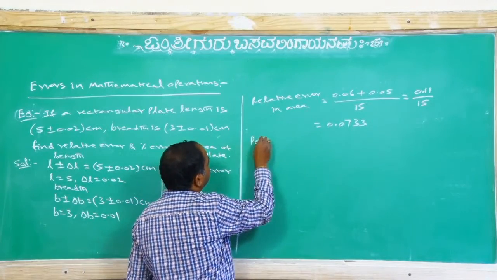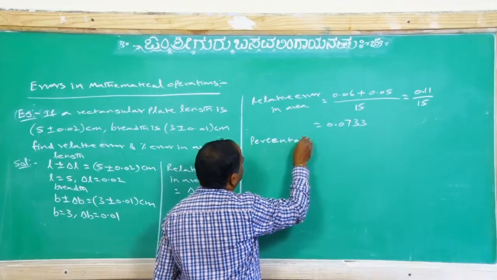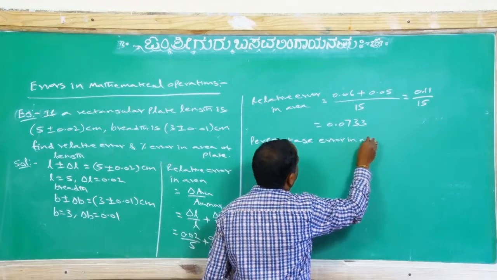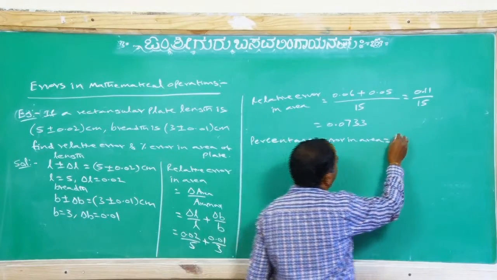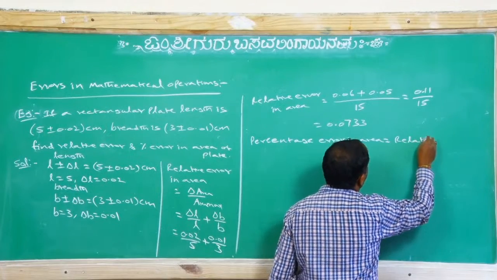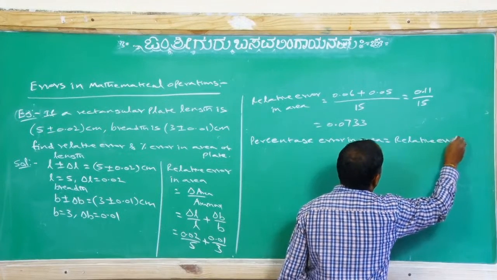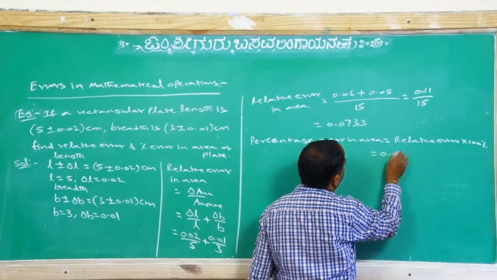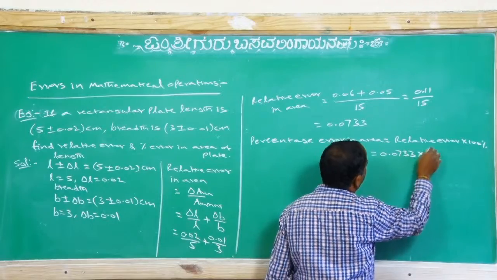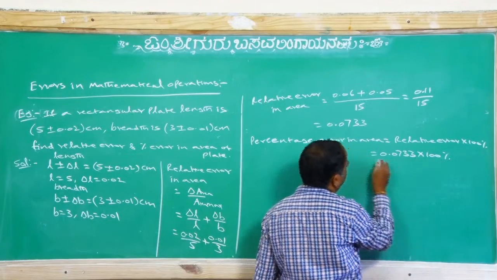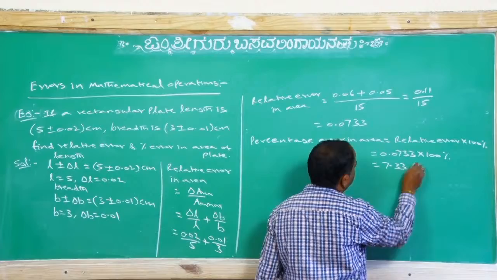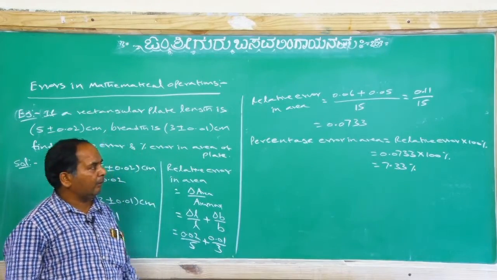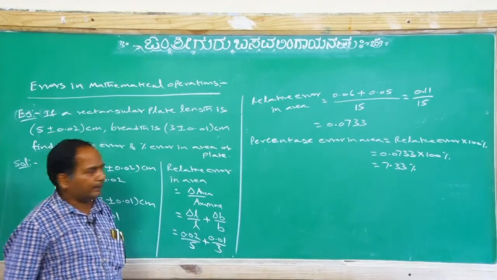Next, percentage error in area. Percentage error in area is equal to relative error into 100%. So the relative error 0.0733 into 100% will become 7.33%. This is the percentage error in area. Now you got all. Okay.